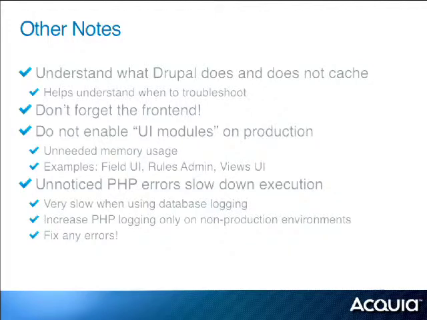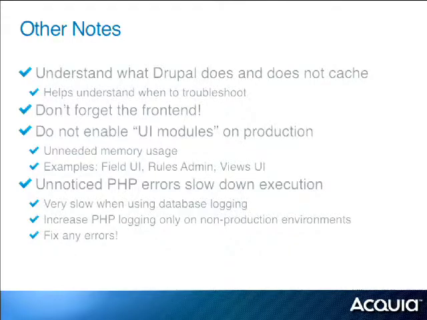So a few other notes, laundry list style. Understand what Drupal does and doesn't cache. The PHP filter is a good example of what impacts that. Do not enable UI modules on production. Rules, views, you don't really need them on production if you're using something like Features. It's just one more thing that Drupal has to worry about. And a big one is this last one. If you're getting a lot of PHP errors, let's say you're moving old code to PHP 5.3 and now you're getting a whole bunch of warnings.